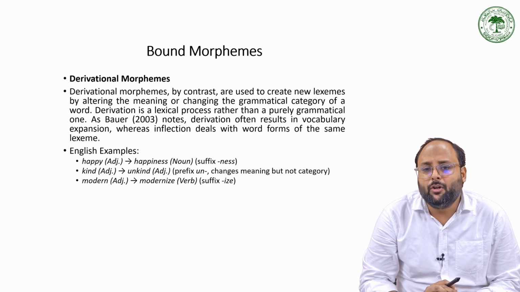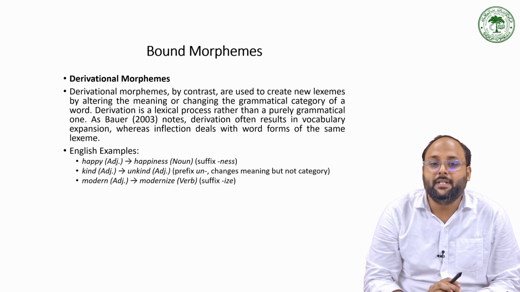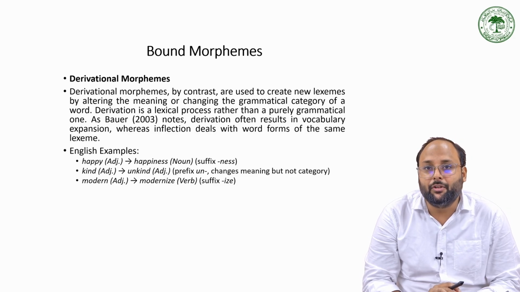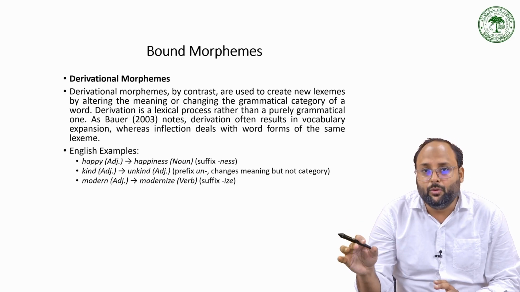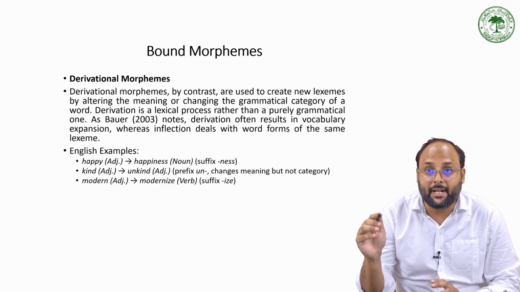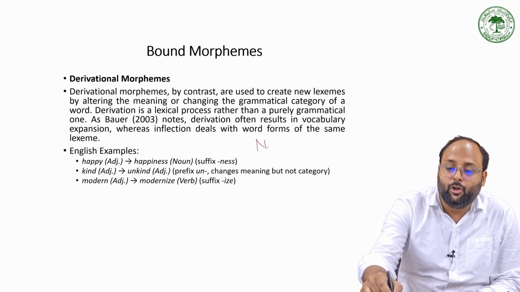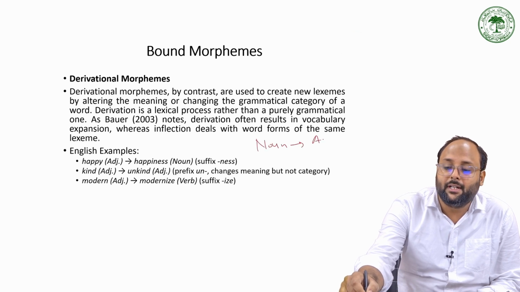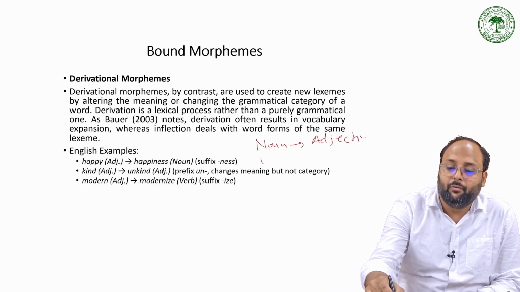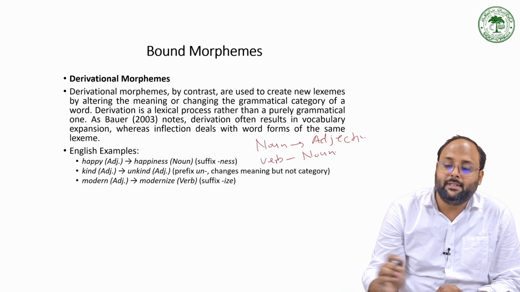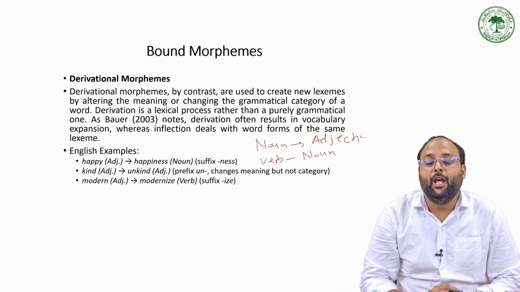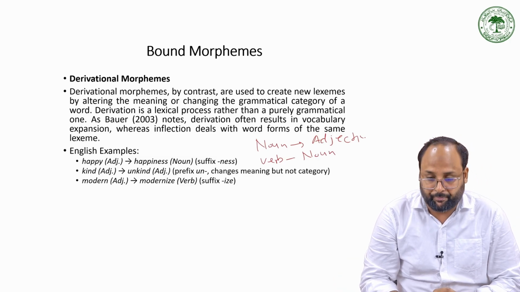So derivational morphemes are very creative in nature. With the derivational affixes or with the derivational morpheme, we can create new words. We can also change the parts of speech. We can change from the noun to adjective, and we can change from verb to noun. So these changes come under the derivational morphemes.